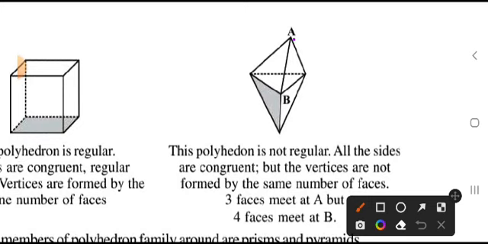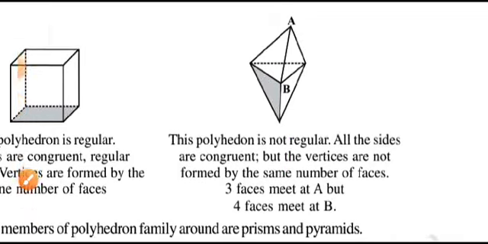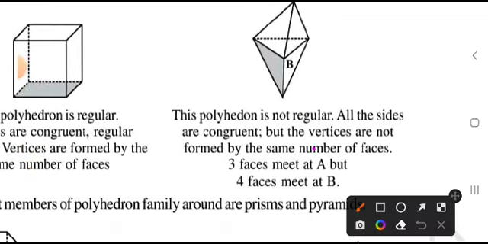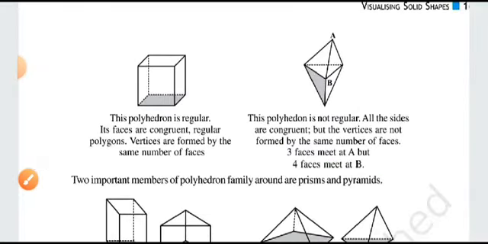Let's just see, on the top point A, you will find 3 faces connected, but on the point B, 1, 2, 3, 4, four faces are connected. So on each vertex there should be the same number of faces, but in the case of A and B there are different numbers of faces. So for this reason it is ruled out. This is not a regular polyhedron.